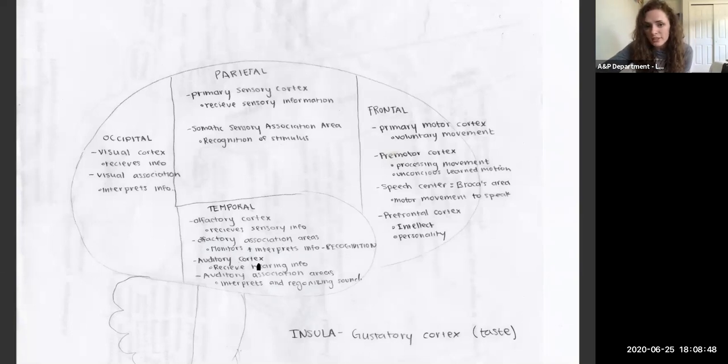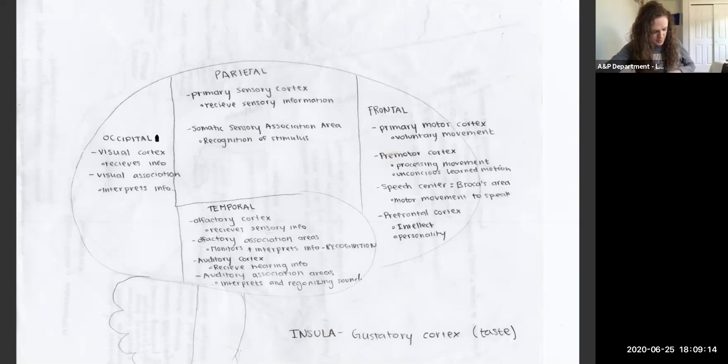Auditory cortex, auditory association area, exact same thing. Your auditory association area receives sound information, descrambles it into something that makes sense, and sends it to the auditory cortex, which then recognizes it as, oh, someone just said my name. Okay, so same thing, association area, cortex.